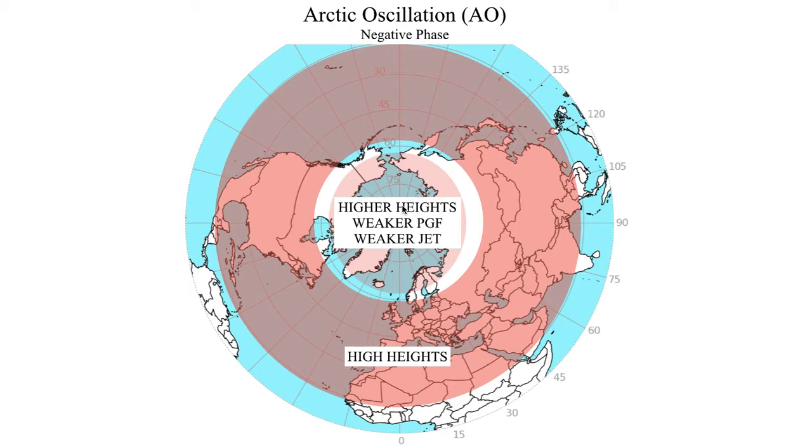So positive phase of the Arctic Oscillation, stronger jet, less likely to get cold air outbreaks. Negative phase, where you have relatively high heights over the Arctic, that's going to give you a weaker pressure gradient force, and that's going to give you a weaker jet, which means you're going to be more likely to get cold air or Arctic air spilling into the mid-latitudes. So that's a look at the Arctic Oscillation.